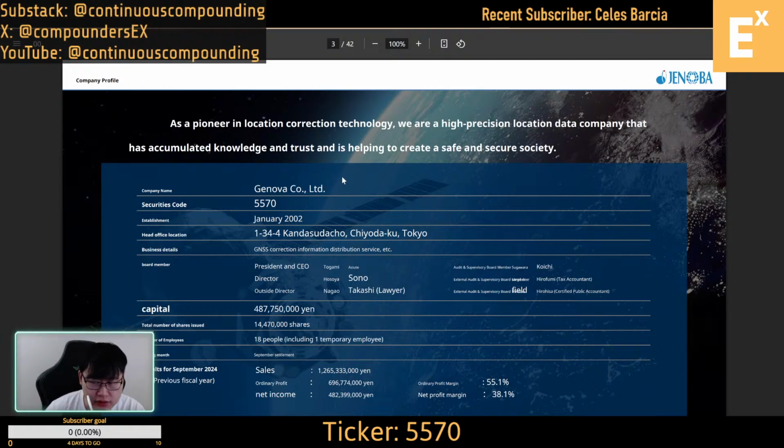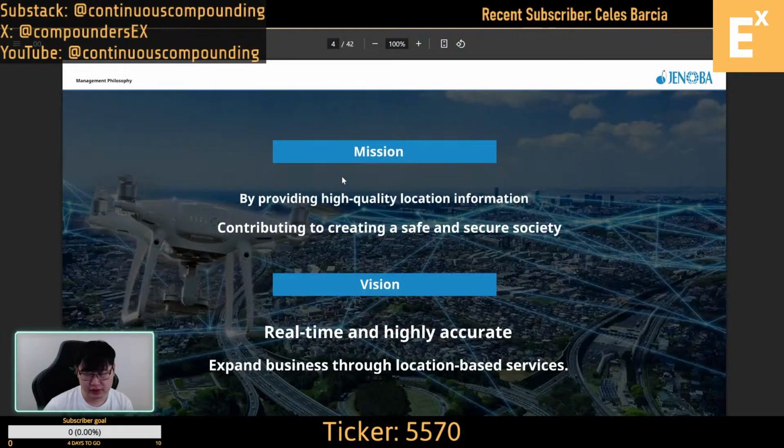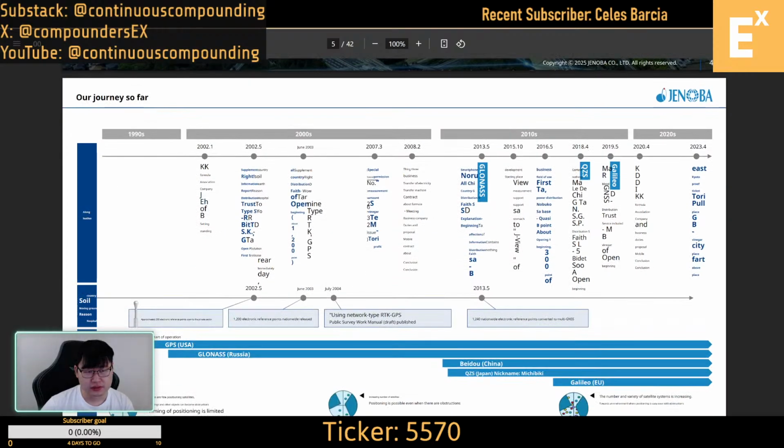Location correction technology. As a pioneer in location correction technology, we are a high precision location data company that has accumulated knowledge and trust and is helping to create a safe and secure society. Mission: by providing high quality location information, contributing to creating a safe and secure society. Real time and highly accurate, expand business through location based services. Alright, this is nice.